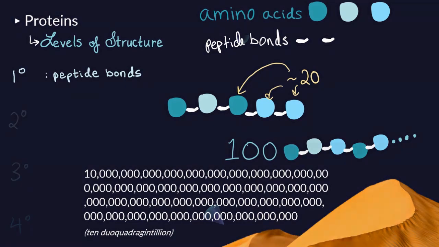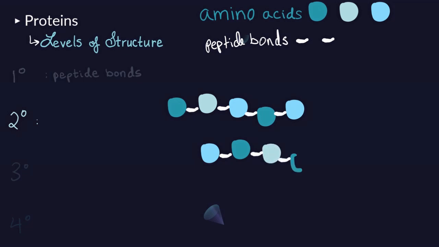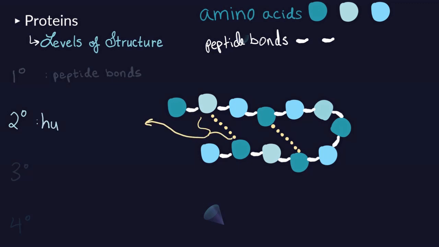So again, the primary structure of proteins is just the amino acid sequence, meaning at this level, we're just talking about amino acids, what order they're in, and their peptide bonds. Now let's look at secondary structure. Secondary structure has to do with how different amino acids along the polypeptide chain interact with one another. So at this level, we're looking at hydrogen bonds.